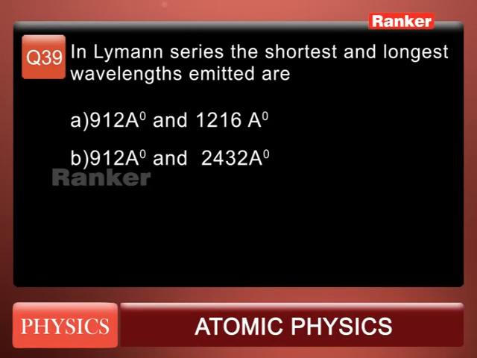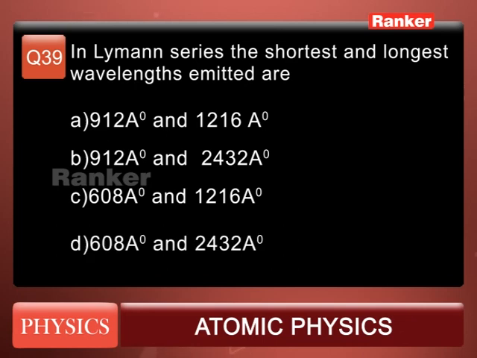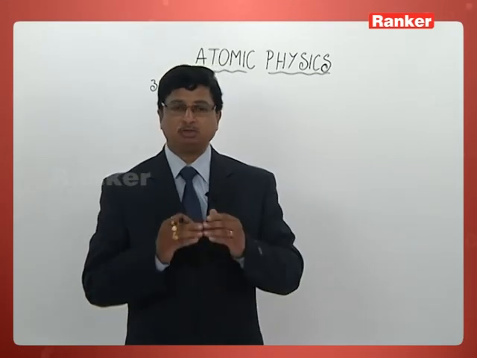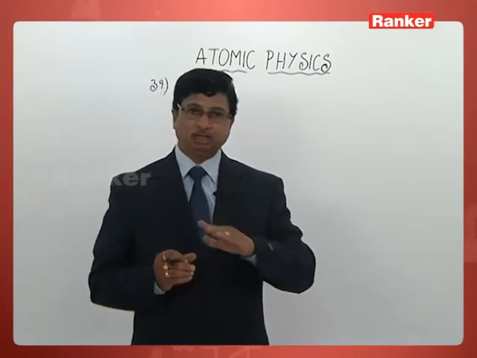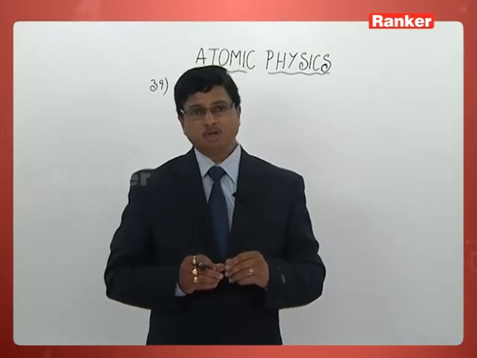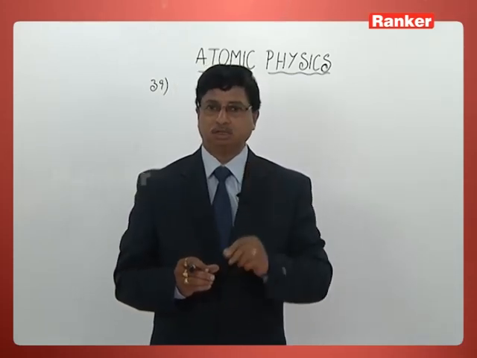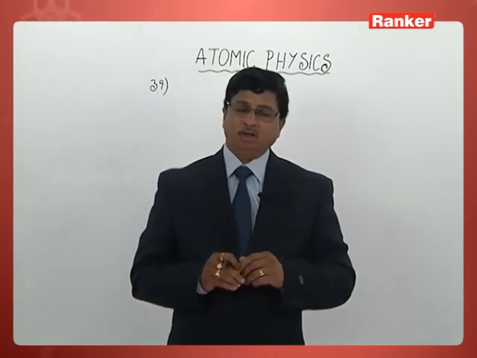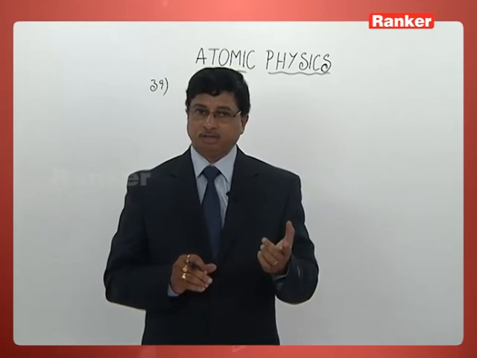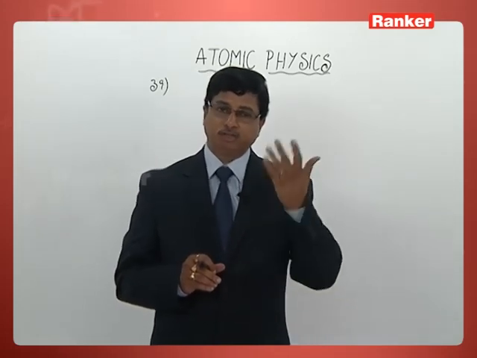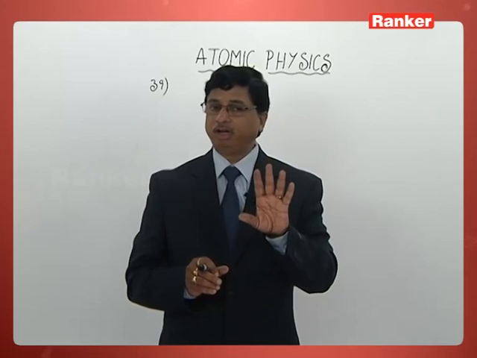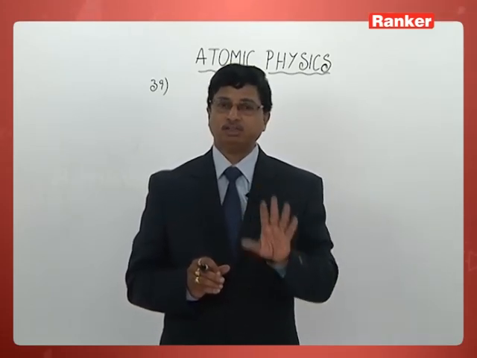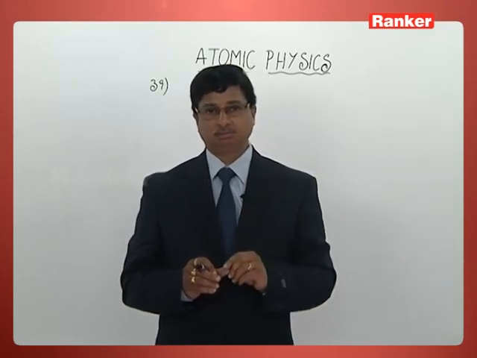In the Lyman series, the shortest and longest wavelengths emitted are... In fact, everybody can directly mug up those numbers. You can directly remember them once and for all. But there is a small method for that. I just want to explain it theoretically here. Lyman, Balmer, Paschen, Brackett and Pfund series. 5 different spectral series we are going to obtain whenever we consider the hydrogen atom.